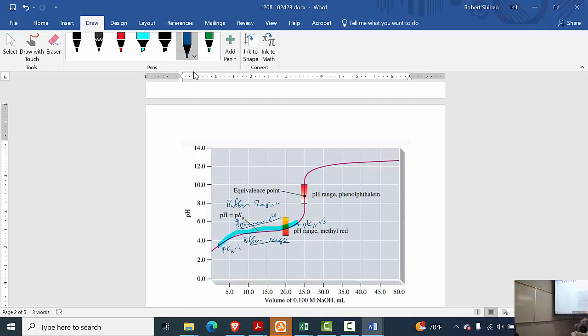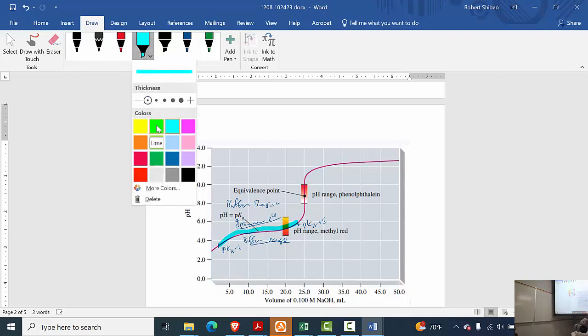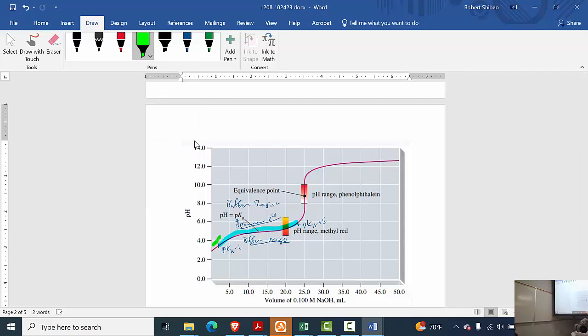The buffer range is just for making a practical buffer, but we can be outside the buffer range. And so for the Henderson-Hasselbalch, we can go outside this range. And so the HH equation can be used over a wider range than this.